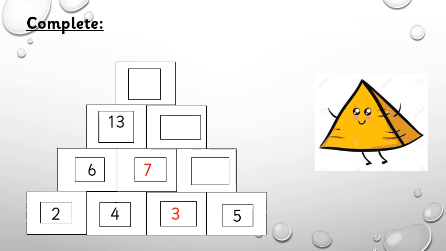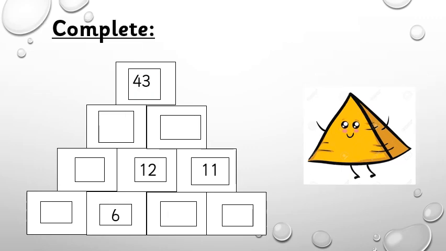This now helps us to work out the number next to number 7. So 3 plus 5 equals 8. Now that we've got the 7 and the 8, we can work out the number above. So 7 plus 8 will give us 15. Now that we got the 15, we say 13 plus 15 will give us 28. And that's how we work out our pyramid sum.